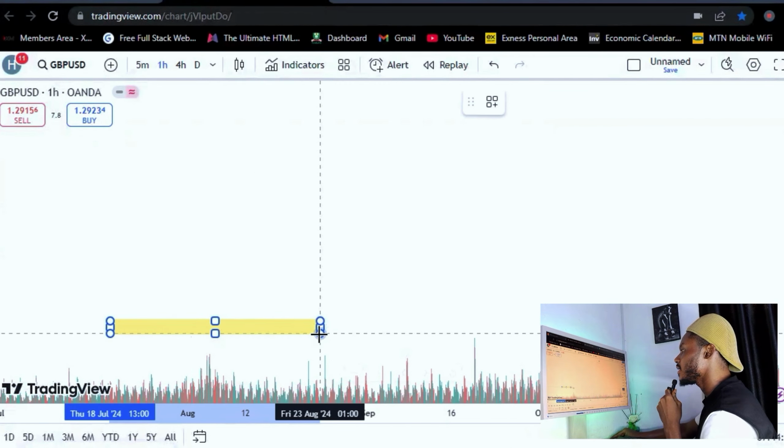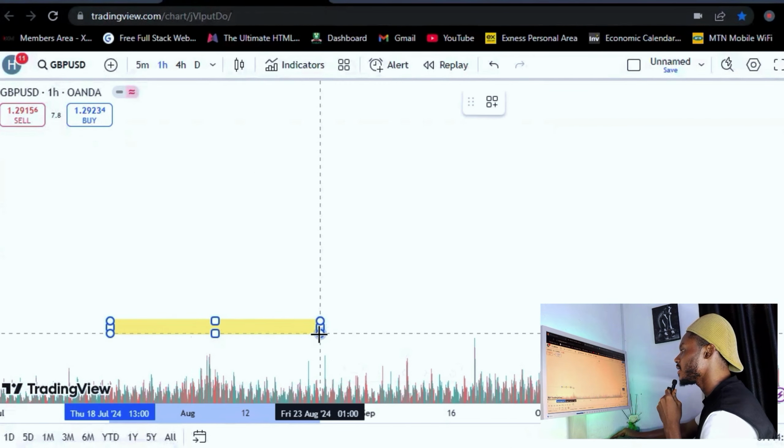Now here is what you need to do. The moment price gets to the support, just go ahead, right? And that's how you trade the consolidation, right? When price gets to the support, go ahead and place a trade on your support. Put your stop loss below the consolidation and put your take profit on the previous resistance.